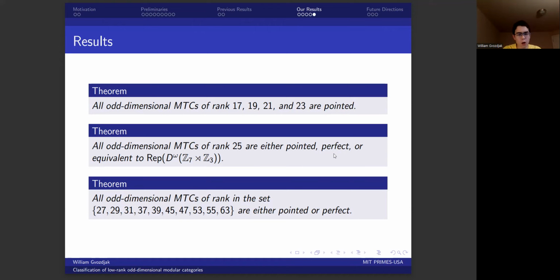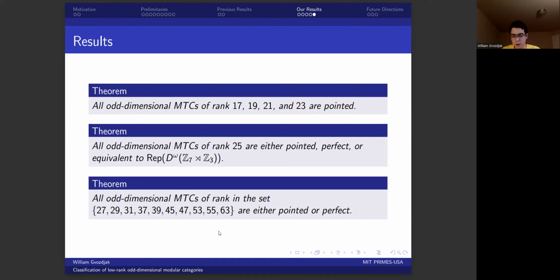We also showed that all odd-dimensional MTCs of rank in this large set must either be pointed or perfect. So it was the same result that Ching and Plavnik showed for rank 17 to 23, but for higher ranks. Again, if we do manage to discard the perfect case for these ranks, then we have completed the classification.